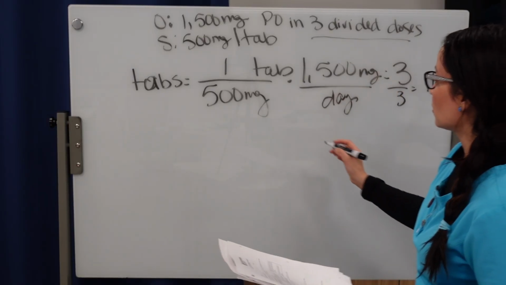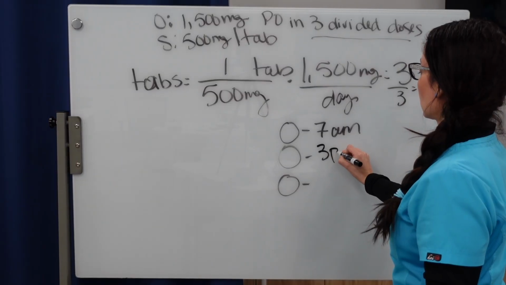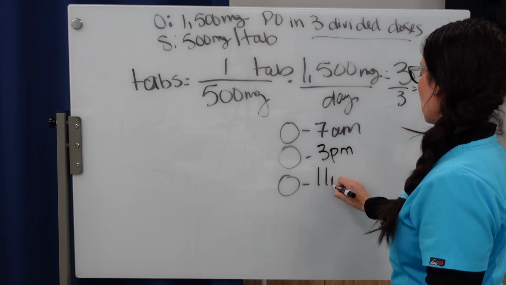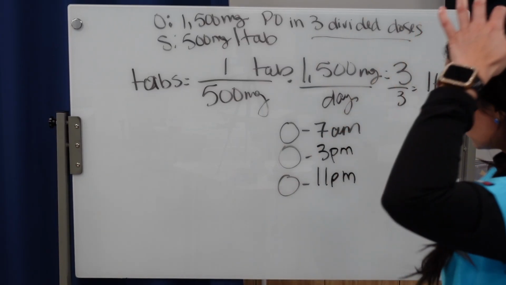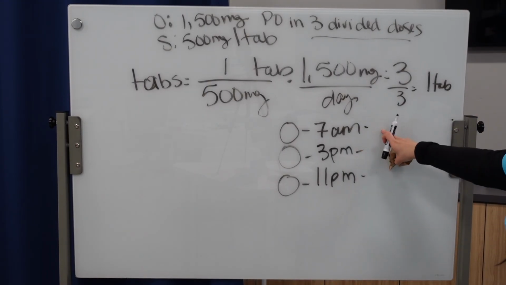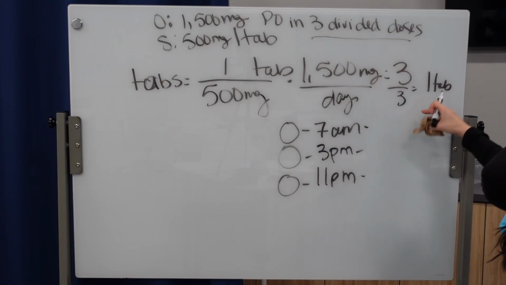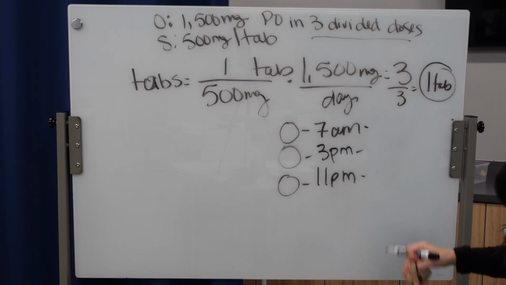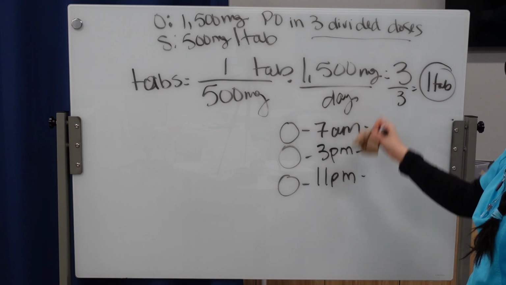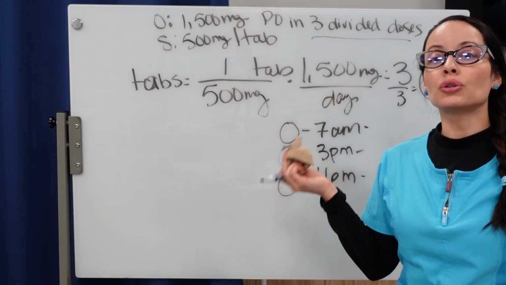So if it helps you, they get 1 tab in the morning, 7, 3 p.m., 11 p.m., right? Because if we were giving it, so if that helps you, you're giving 1 tab at 7, then 3, at 11, right? Because it's 3 divided doses. So that's why the answer is 1 tab. It's not 3 because 3 tabs is the dose for the entire day. So that's why you make sure you read the order.